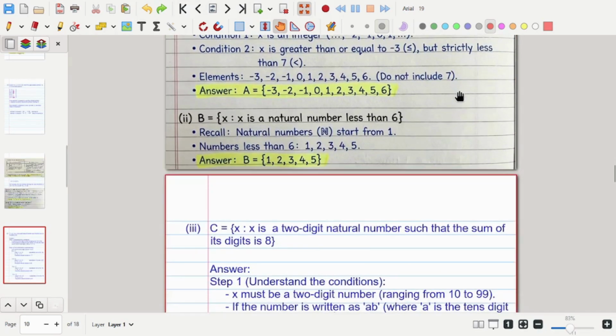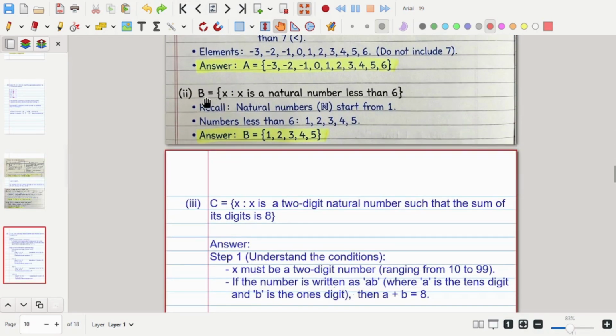B: x is a natural number less than 6. Recall that natural numbers start from 1 and go to infinity. Numbers less than 6 are 1, 2, 3, 4, 5. So our set B is the set of 1, 2, 3, 4, 5.